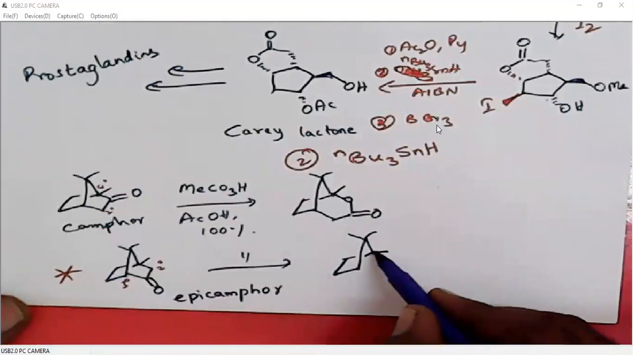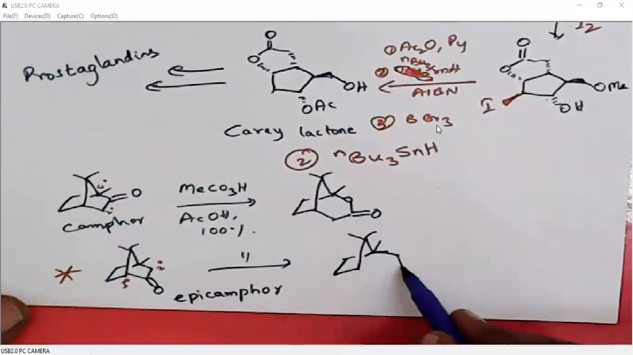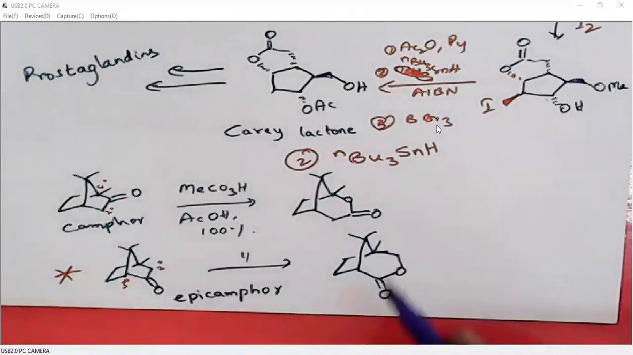So the product is, the tertiary center will not migrate, but the secondary center will migrate. So this is an exception for Baeyer-Villiger oxidation. Of course, it is a previous question also.